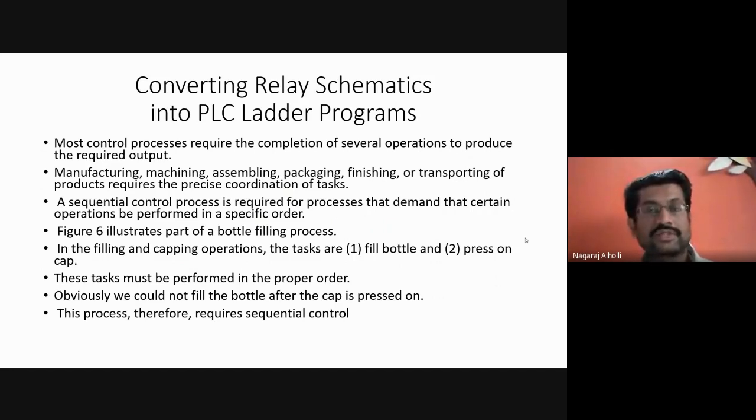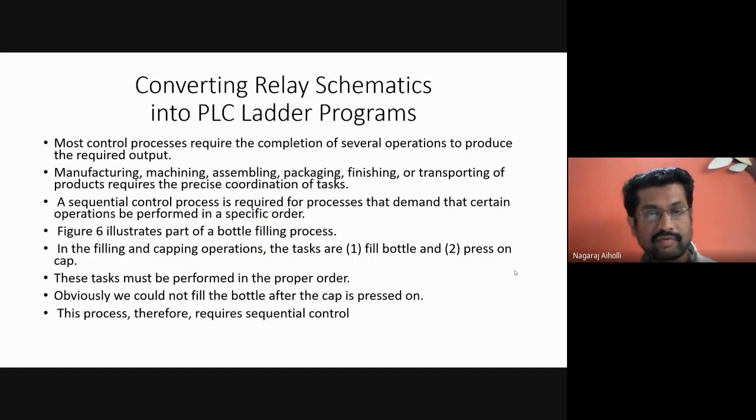In the sequential process, whichever task is to be performed first, that has to be performed first. Whichever task is to be performed next, that has to be performed next. Third task third. It has to be in sequence. If you break the sequence, then what will happen? It is not serving the purpose. It will not satisfy the user's requirements. Clear here?